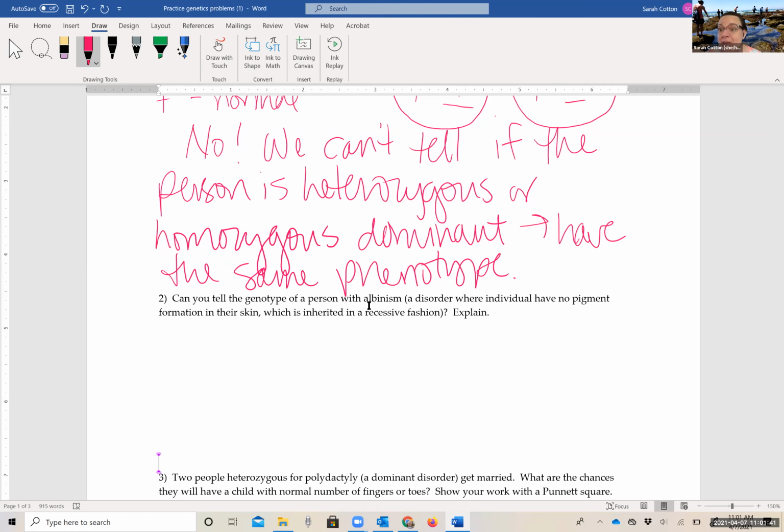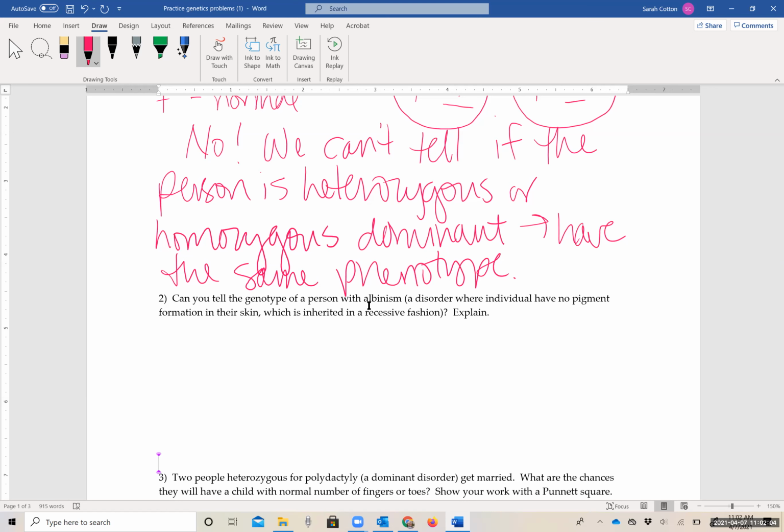Because you have no pigment in your skin, you can actually see the blood underneath the skin. So somebody looks kind of pink when they're full-on albino, from pale white to a pinkish color. And if you've ever seen an albino rabbit, sometimes they have pink eyes, right? Because you can see the blood vessels in their eyes because they have no pigment.